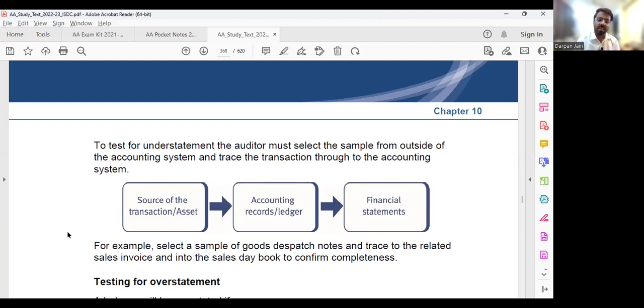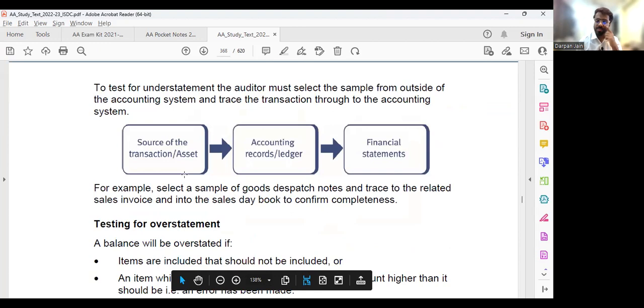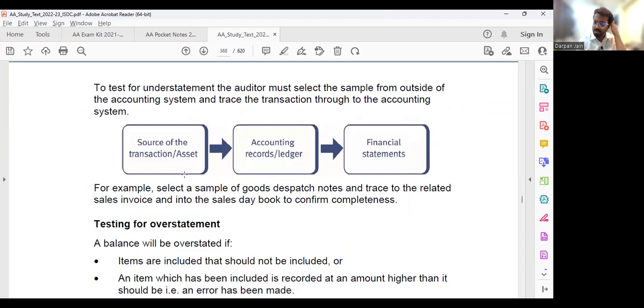Correct? So it depends on the direction of testing, which will determine whether it is completeness or whether it is existence and occurrence. It depends from where you are starting. Are you starting from your books of accounts or are you starting from an external source? Okay. Clear? Understatement, overstatement. Anybody has any doubts?